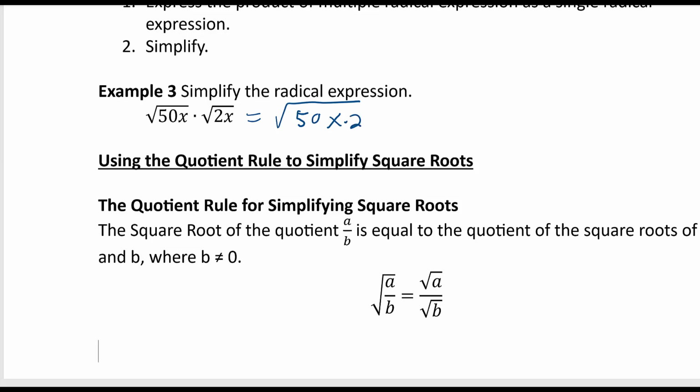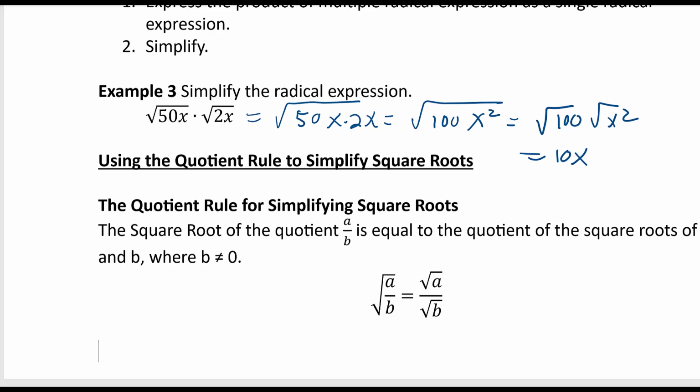That's going to be 50x times 2x. So 50 times 2 is 100. x times x is x squared. So the square root of 100 times the square root of x squared is 10x.